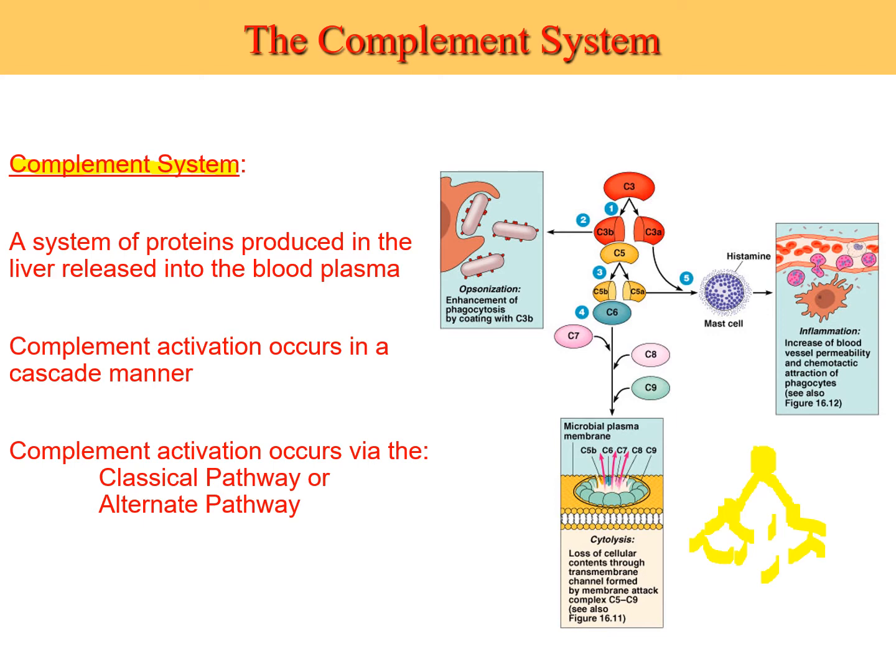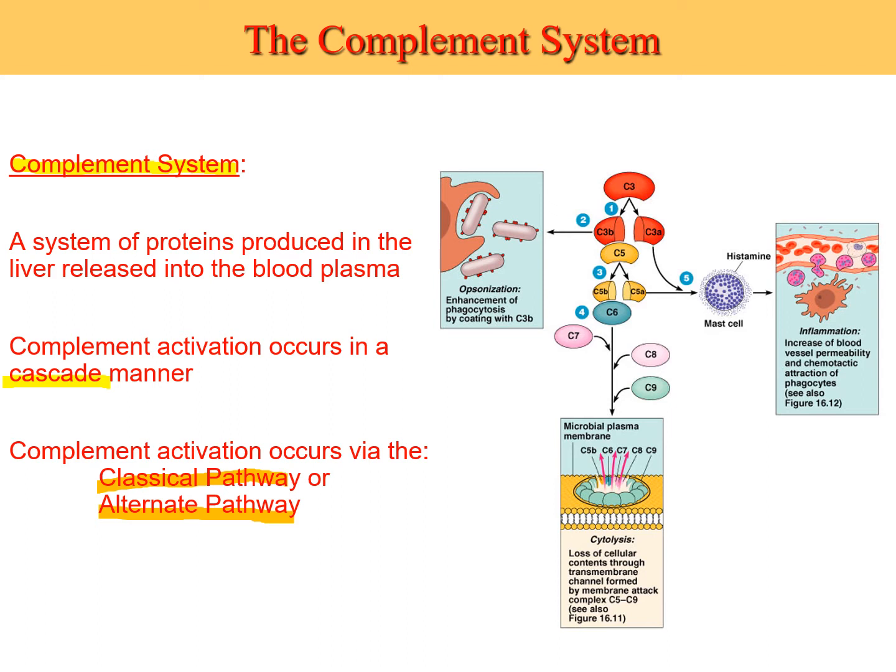So they're present in the blood, and they can become activated in a rapid flow type of cascade. Their activation can occur via two different pathways. There is the classical pathway of activation, and there is the alternate pathway of activation of the complement system.